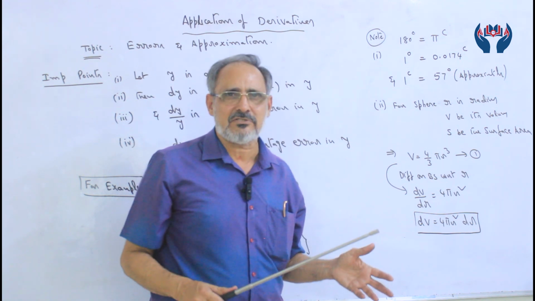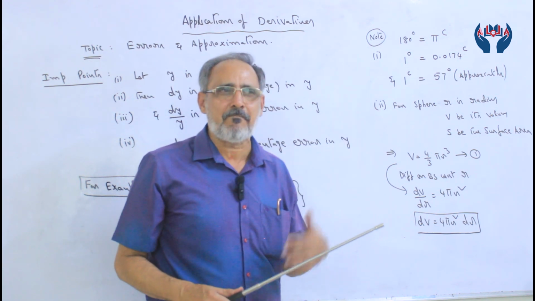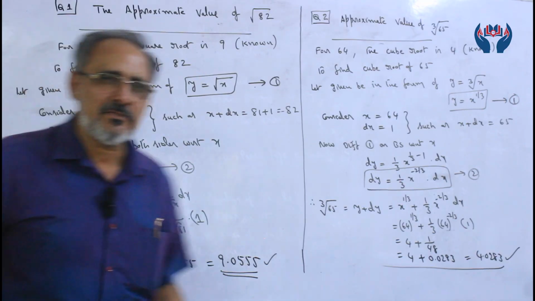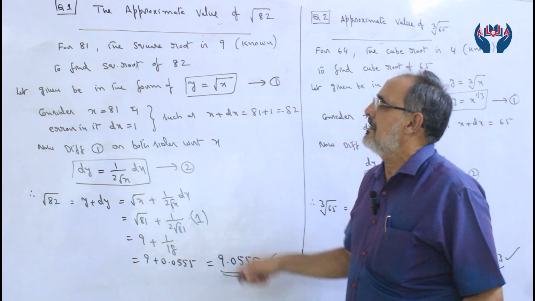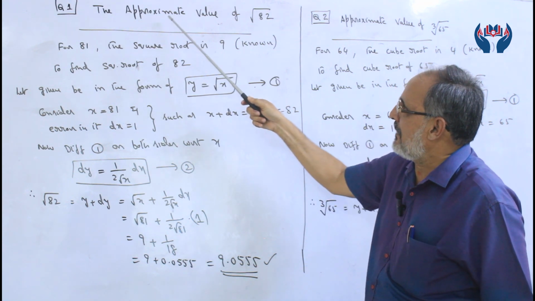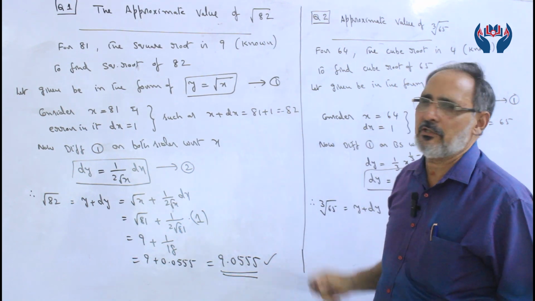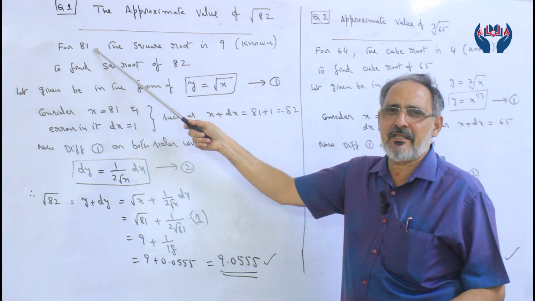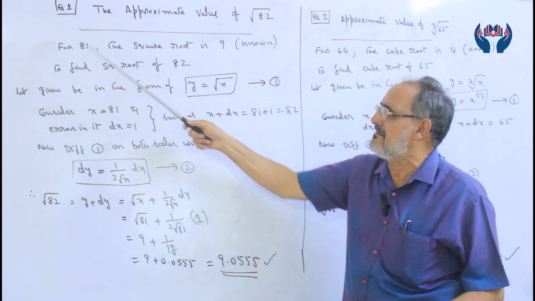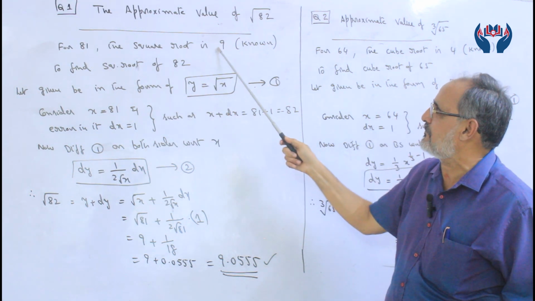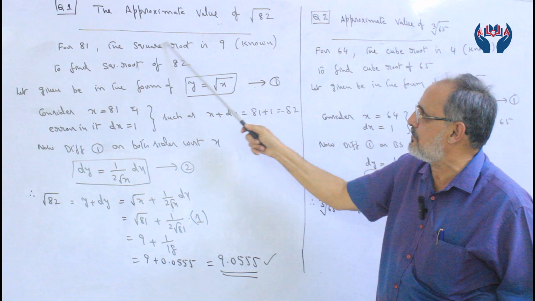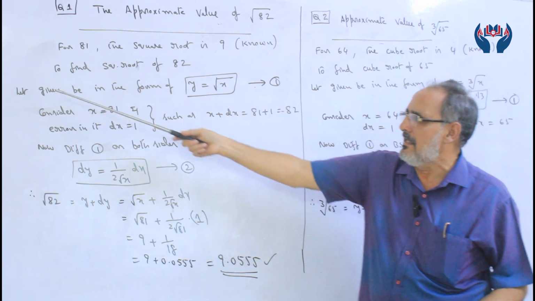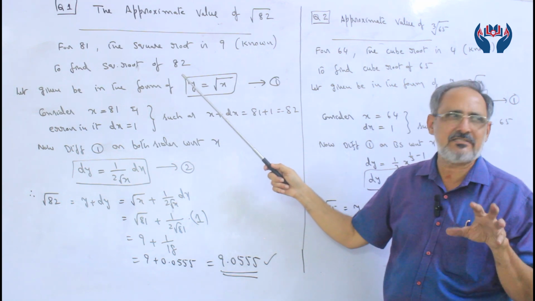So now I am going to start the applications and previous lecture questions in this. Follow this. The first problem of this application: find the approximate value of root 82. If the question comes as 81, it is like a nursery rhyme, you can tell root 81 is 9. For 81, we know that the square root is 9.